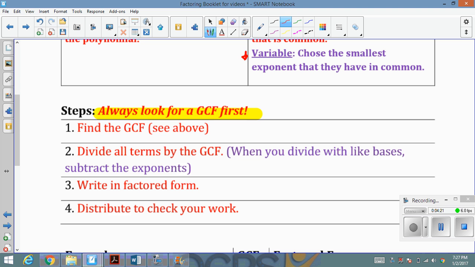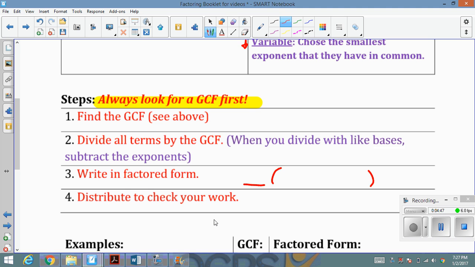Okay, so first we're going to find our GCF. Then we're going to divide all terms by the GCF. Remember, when you divide with like bases, subtract the exponents. Then we will write it in factored form, which will mean it'll be a monomial times a polynomial. And then simply distribute to check your work. Again, this last step I typically do in my head. I don't typically write that step down.